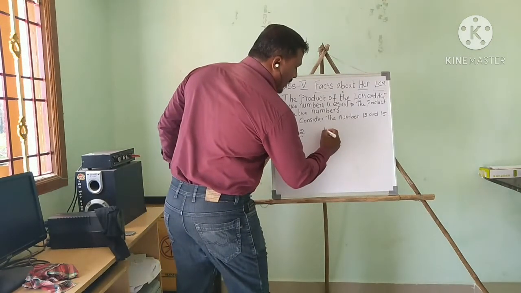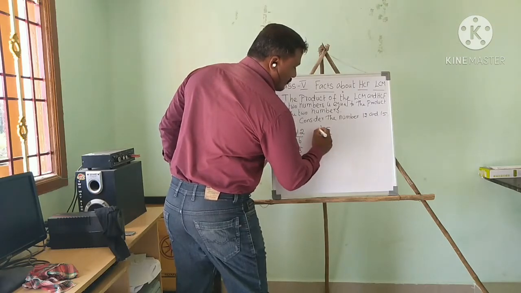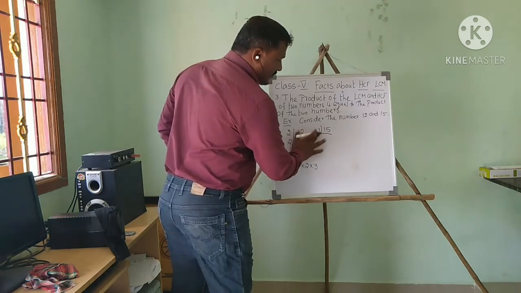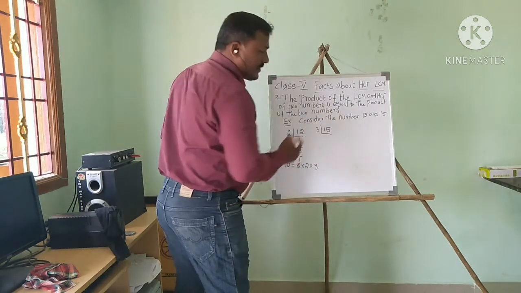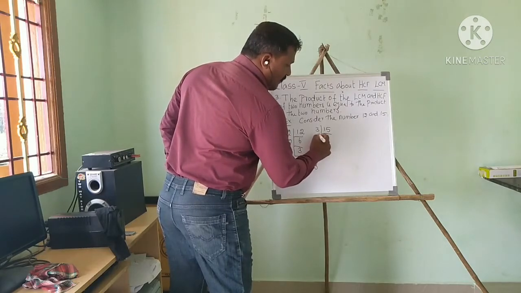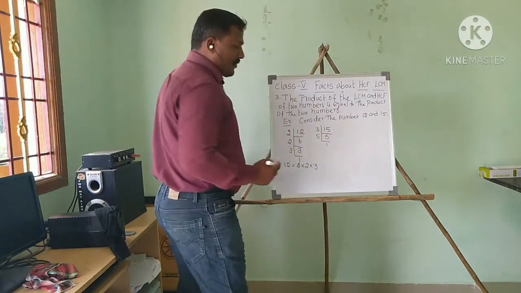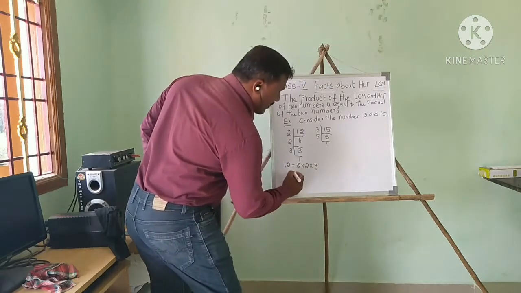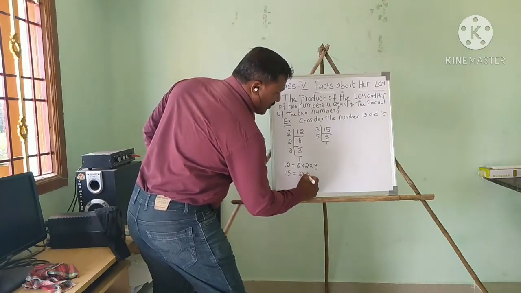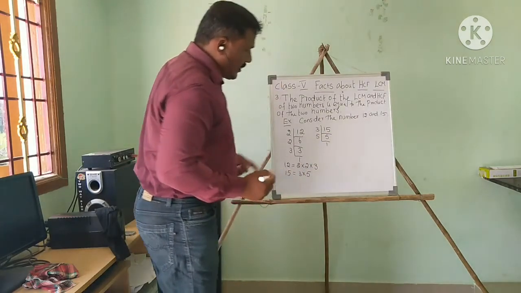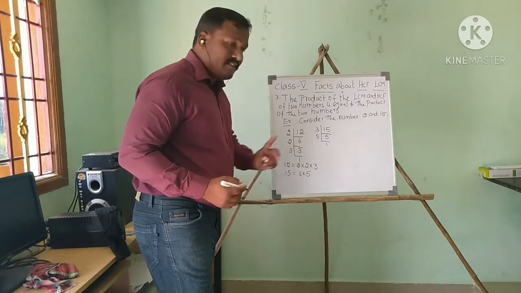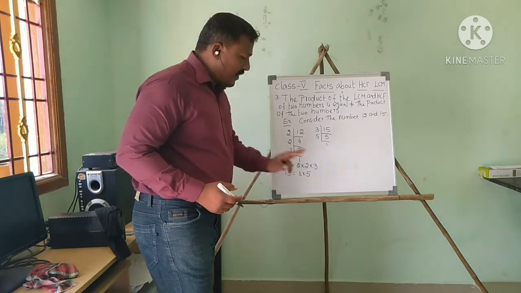Let me find out 15. Okay, so we take 3. 3 5s are 15. Then 5 1s is equal to 5. So let me write the factors of 15. 15 is equal to 3 into 5. So the factors of 12 are 2 into 2 into 3, and the factors of 15 are 3 into 5.